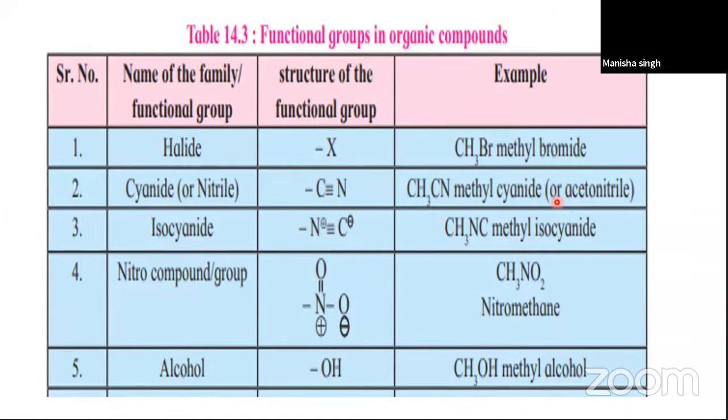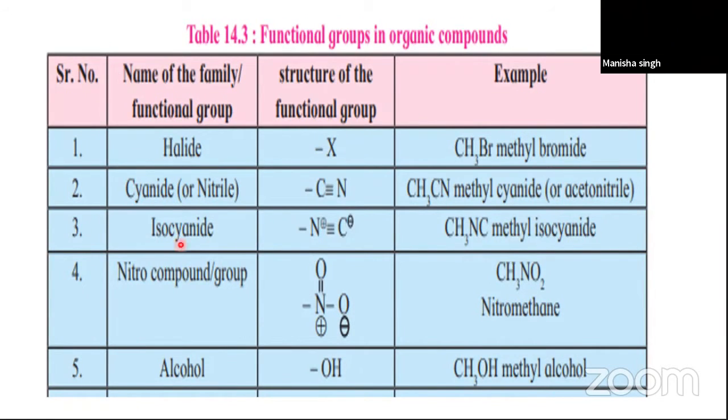Now the next one is isocyanide. Isocyanide is exactly ulta of cyanide. Cyanide में carbon is first, nitrogen is next. In isocyanide, nitrogen is first, then carbon comes. So N triple bond carbon, it is isocyanide. The example is methyl isocyanide. Isocyanide is attached to a methyl group, so it is methyl isocyanide.